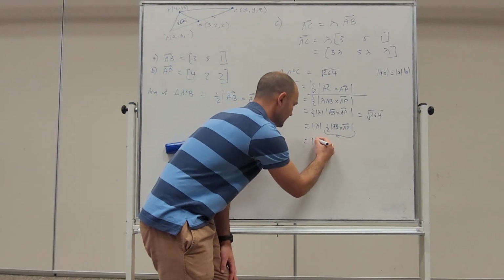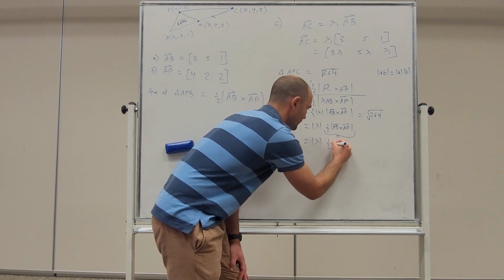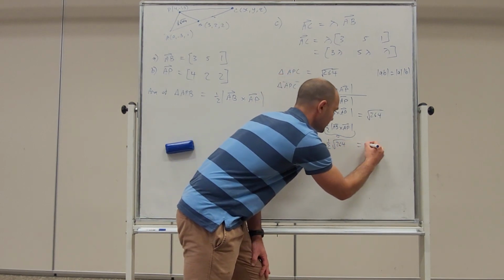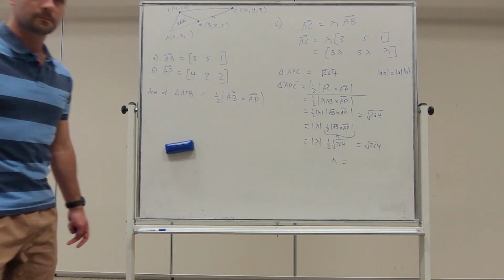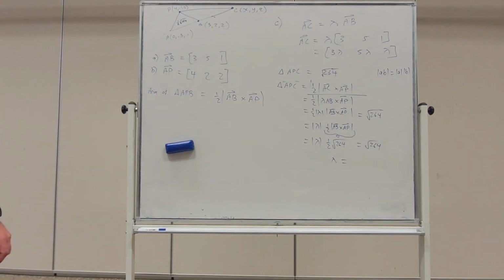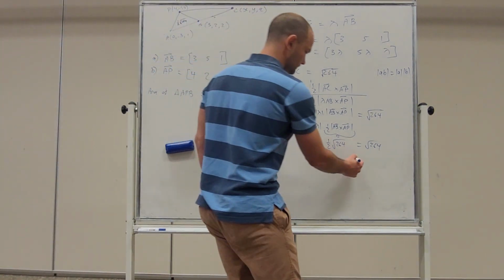So what we have then is lambda times half of root 264 equals root 264. What's the value of lambda that makes this true? So plus or minus 2. Very good.